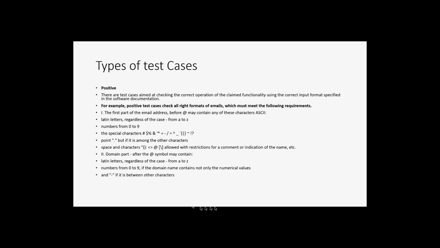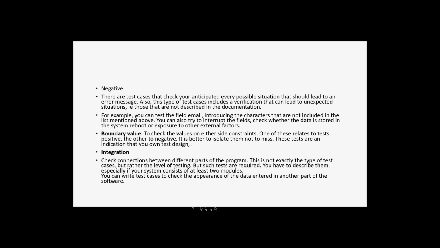So you are writing what exactly needs to be tested on those things. Whereas coming to the negative test case is a different kind, where you check whether you have anticipated every possible situation that should lead to an error message. Also, this type of test case includes a verification of unexpected situations beyond those that were detailed in the documentation.